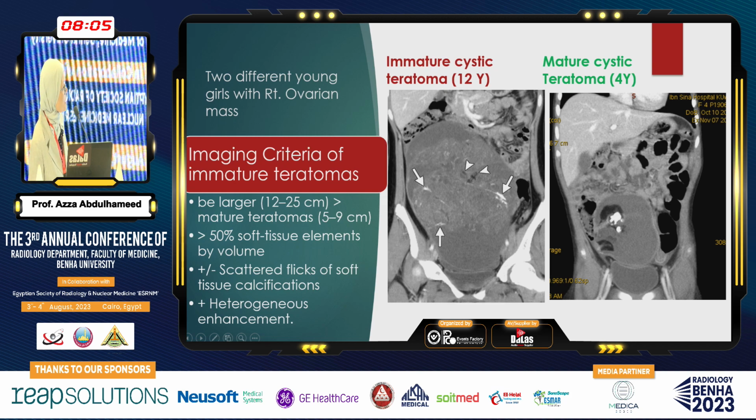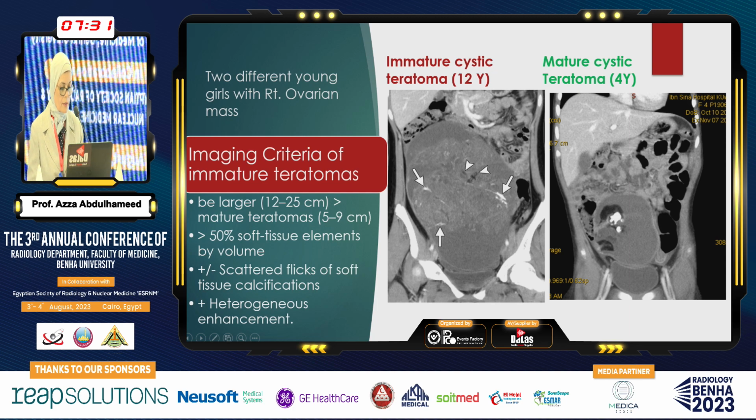Here are the differences. The malignant form is usually large, about 12 to 25 centimeters, while the mature is 5 to 9. Look also at the soft tissue component that does enhance after contrast in the malignant form, and look at the difference between the fat and calcification in both cases here. In immature cystic teratoma, there are flecks of calcification and tiny foci of fat, different from the gross calcification and fat in the mature cystic teratoma.